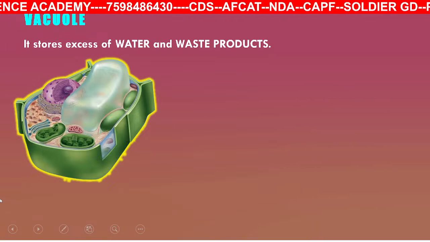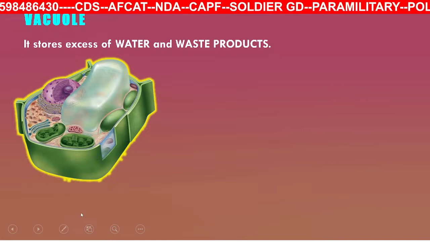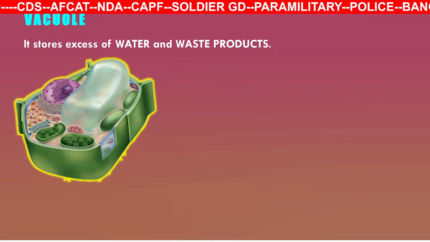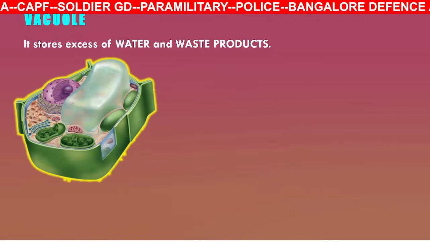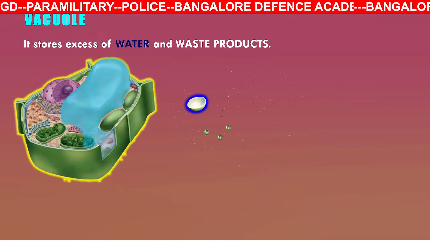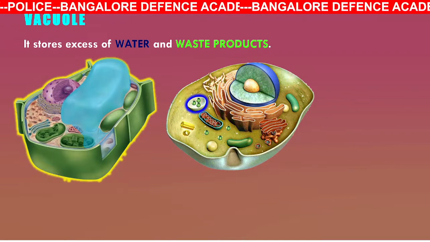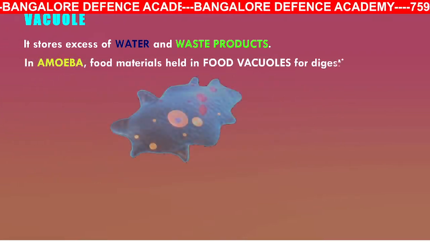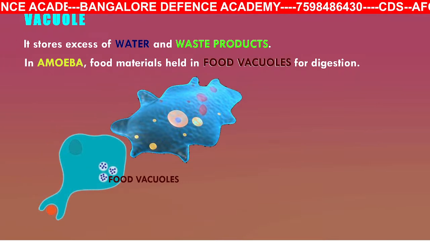Okay, next. Which cell has a large vacuole? Plant cell or animal cell? And small vacuole? Okay, which will store excess water? Vacuole or mitochondria? Yes, vacuole. Look at this. Now here you have vacuoles. Excess water is stored here. In amoeba, food materials are held in food vacuoles for digestion.